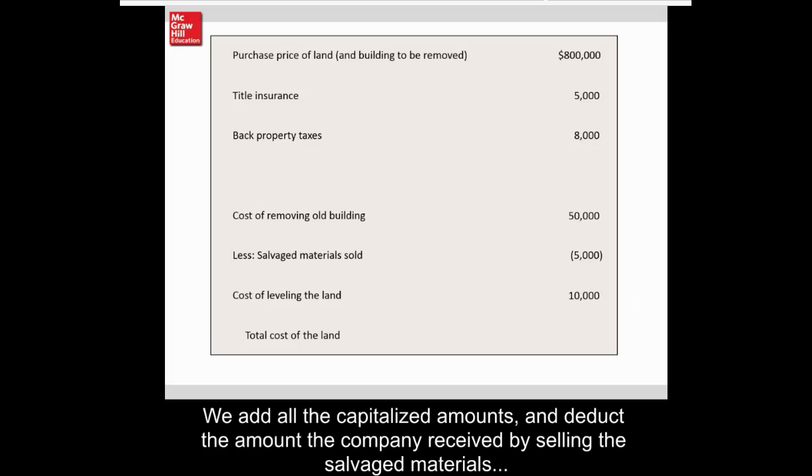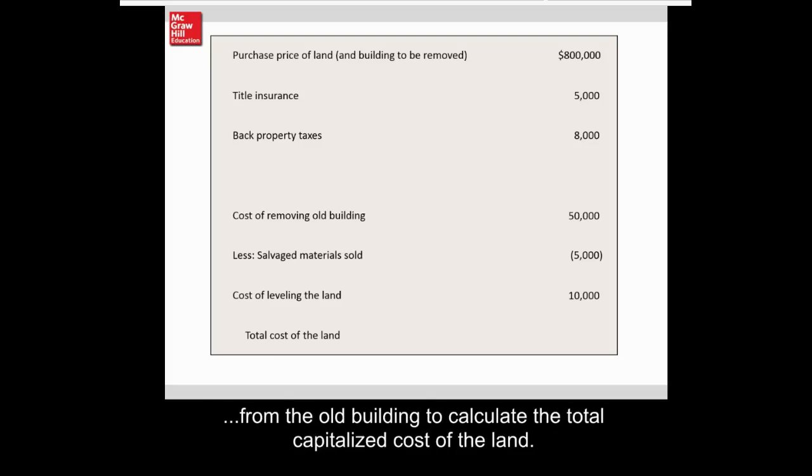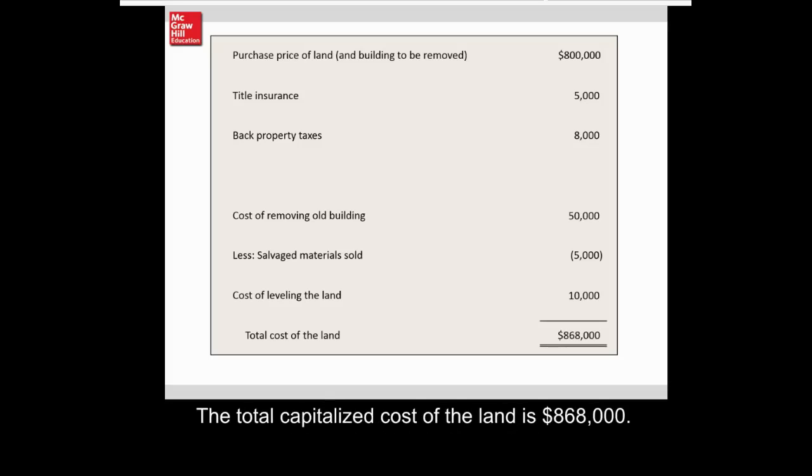We add all the capitalized amounts and deduct the amount the company received by selling the salvaged materials from the old building to calculate the total capitalized cost of the land. The total capitalized cost of the land is $868,000.